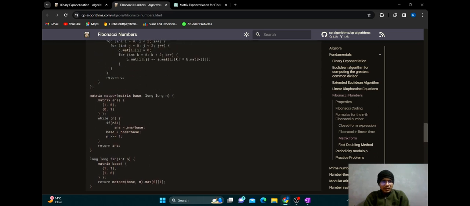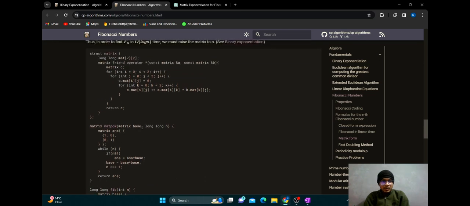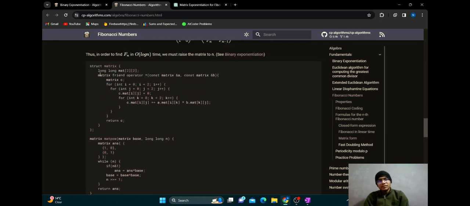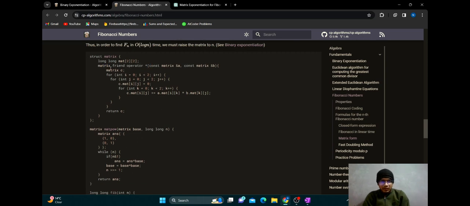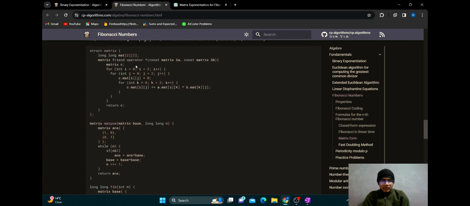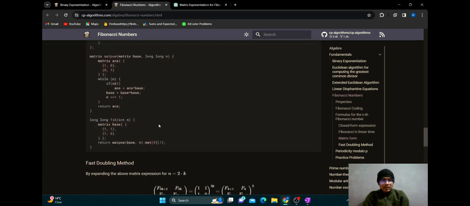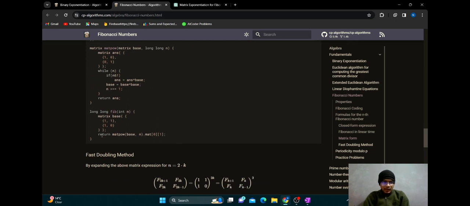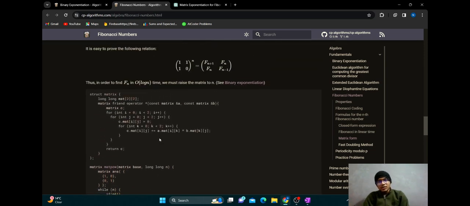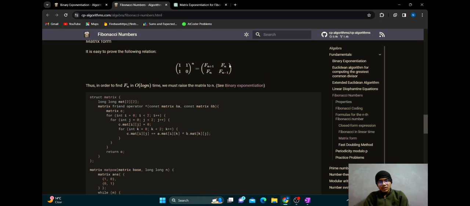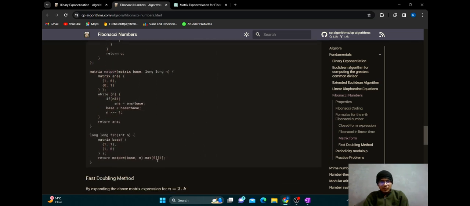How will these matrices be multiplied? Here we have used operator overloading, but we will see in the code. We will just be doing it with 2D matrices, 2D vectors. Here it is just the matrix multiplication code and nothing else. And we will find the nth Fibonacci number at the position 0 row and first column, so it is the value at 0, 1. Let's see its code.